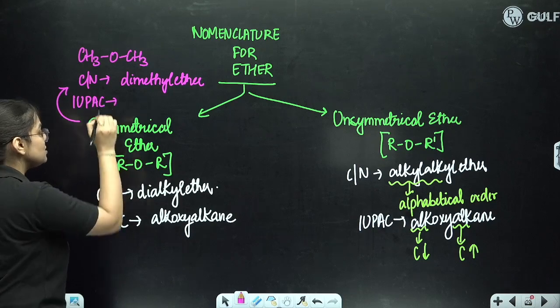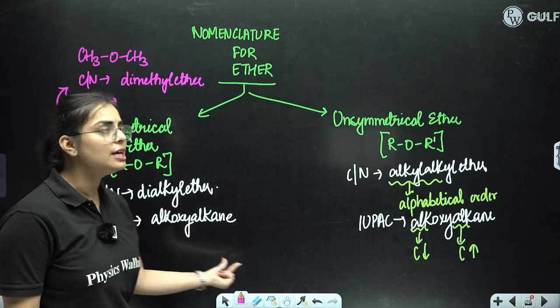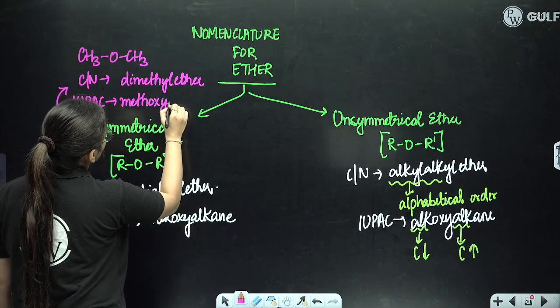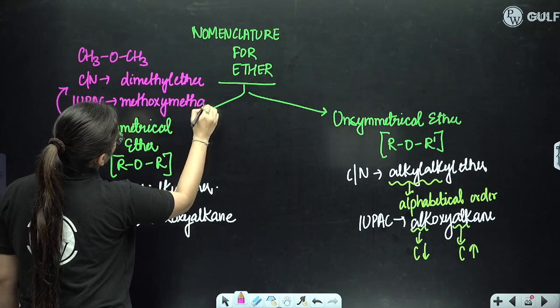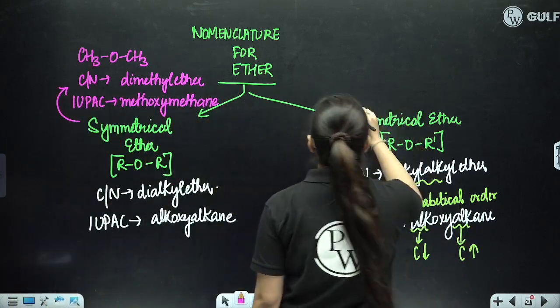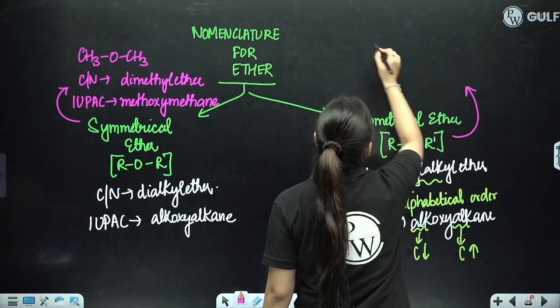Now what is the IUPAC name over here? What is the IUPAC name that we are going to use? Alkoxy alkane. So it is going to be methoxymethane. Yes. Now let's take a case for the unsymmetrical ether also.